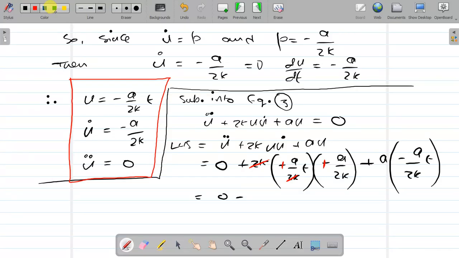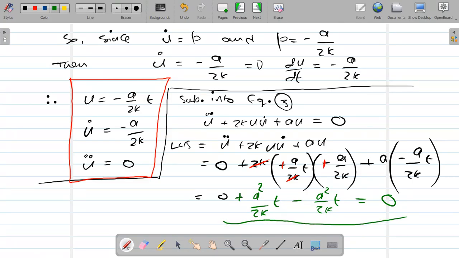And so what we have is, and I'll write this in green, we've got minus a times minus a, which gives you the plus. So that's the plus. So it's plus a squared over 2k, and obviously we've got a t there. Then we add that on to this term here, which is negative, minus a squared over 2k times t, and you can see that that is equal to 0.